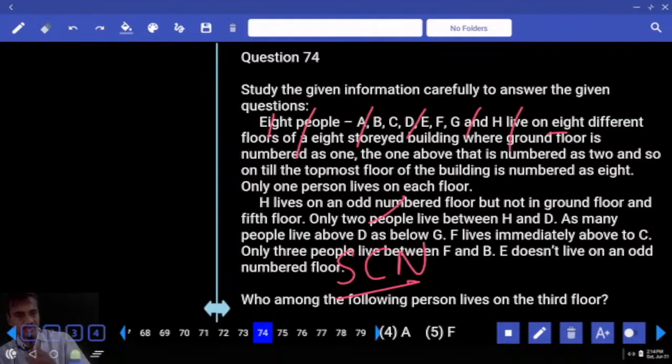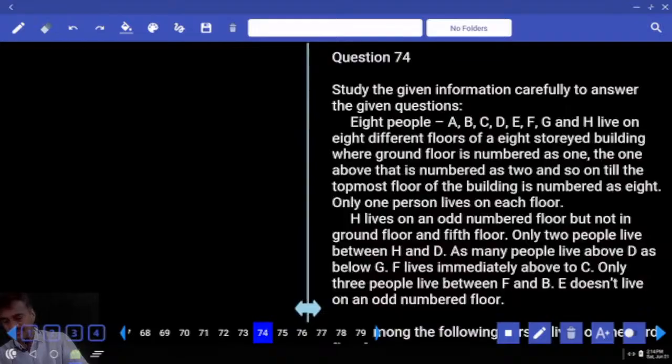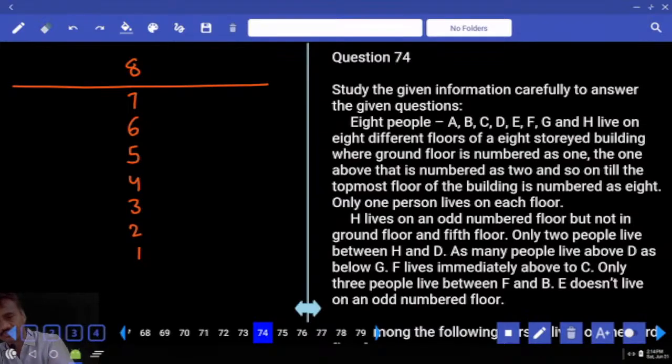Then 74. 8 persons living on 8 different floors of a building. Then here, 8 persons, they are living on 8 different floors. 8, 7, 6, 5, 4, 3, 2 and 1. No parameter added to this one. Each one of them staying on a different floor. Then coming to condition number 1.